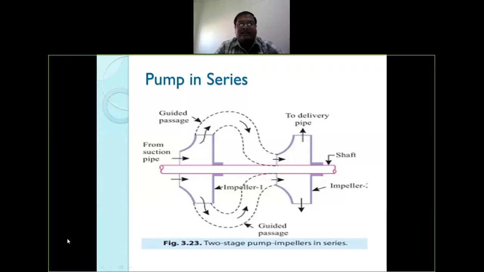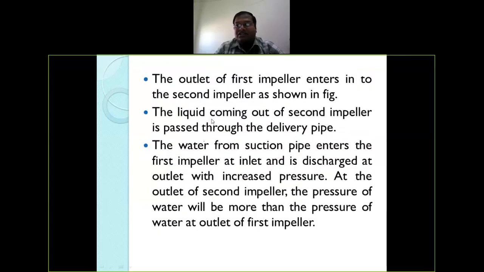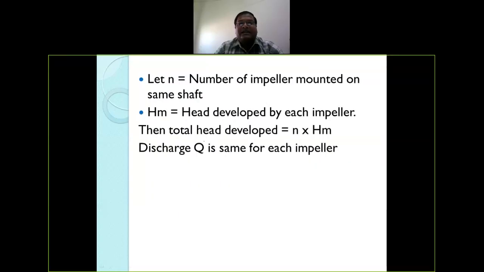Ultimately, the reason is that if you want to get higher head or more discharge, we have to arrange in series, that is, use a multi-stage centrifugal pump. So let N be the number of impellers mounted on the same shaft, and Hm the head developed by each impeller. The total head developed is nothing but N times Hm. And the discharge Q is taken the same for each impeller.